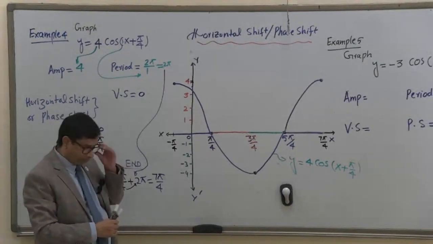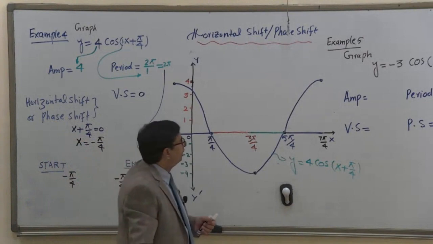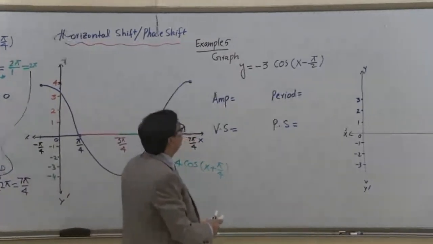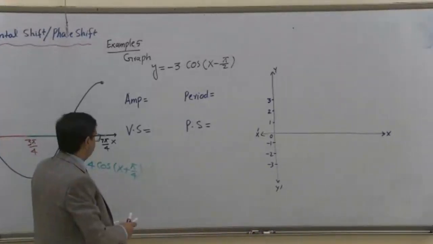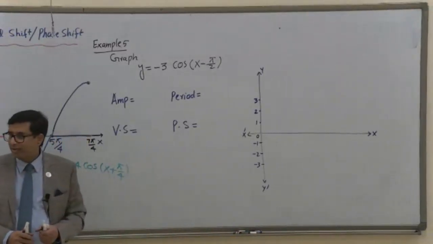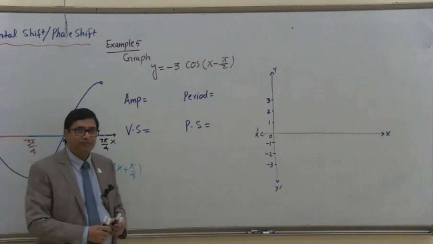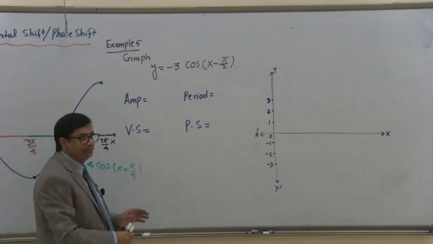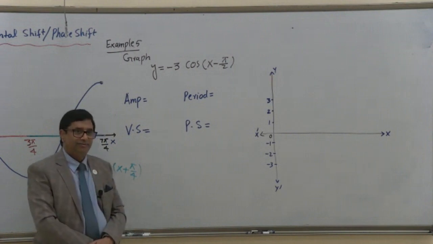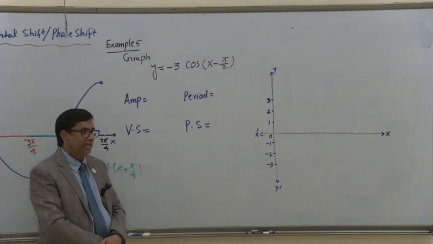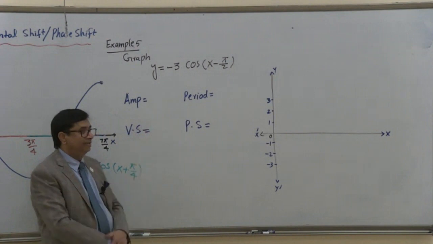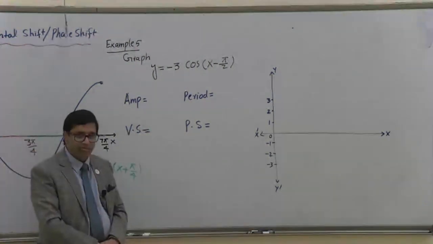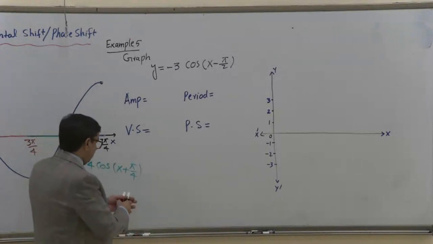And next question is, you can see y equals negative 3 cosine x minus pi over 4. Okay? What should we do first? Yes, amplitude, period, vertical shift, phase shift. We look for these things before starting the graph.